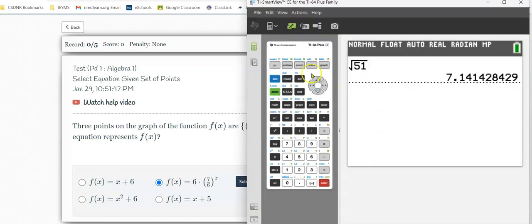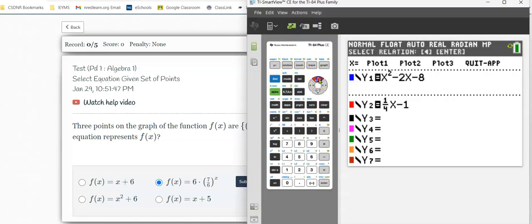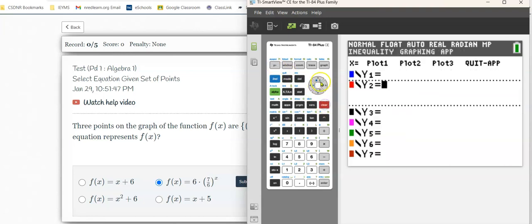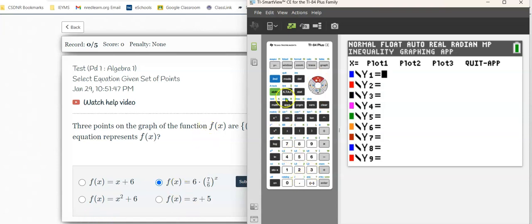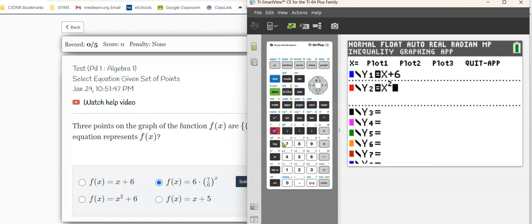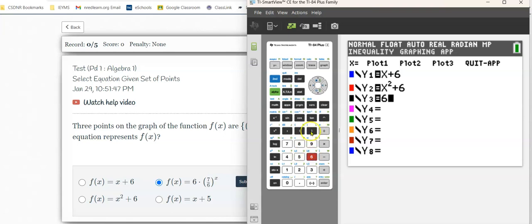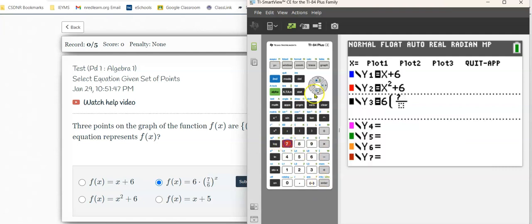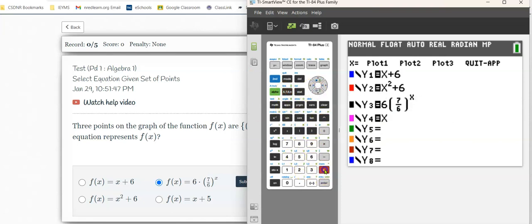I already know the answer to this, but if you didn't, you could put in your y equals button here. You could clear out everything that is there, and you could simply type in all of these functions. x plus 6, x squared plus 6, even though I've already narrowed it down to just these two options because I noticed that the pattern was linear. But I'm just going to show you what your strategy would be. 6 times the fraction 7/6 raised to the x power, and then the final choice of x plus 5.